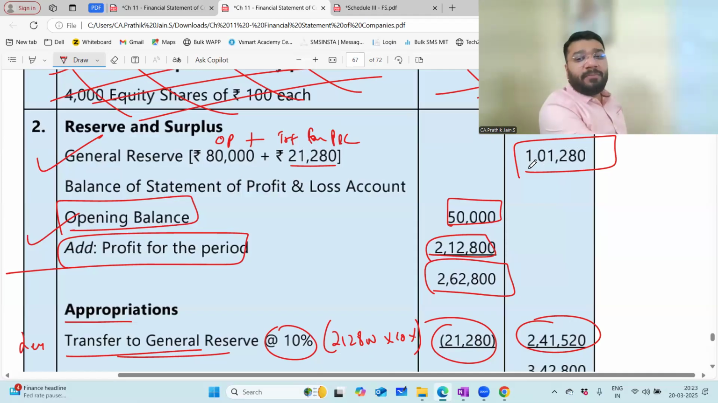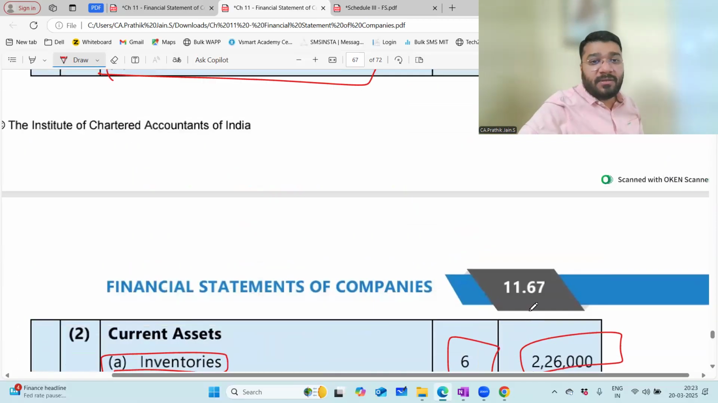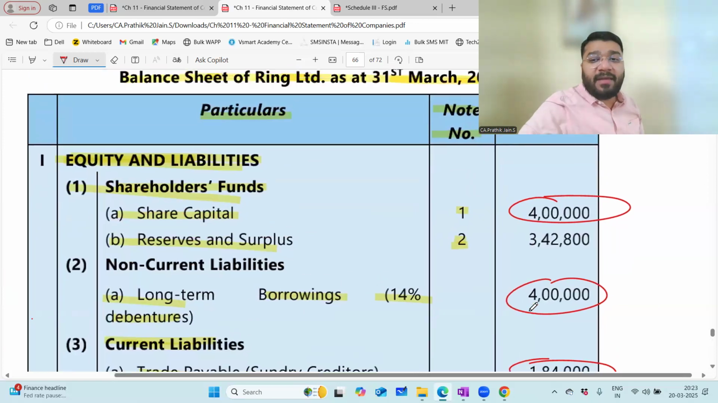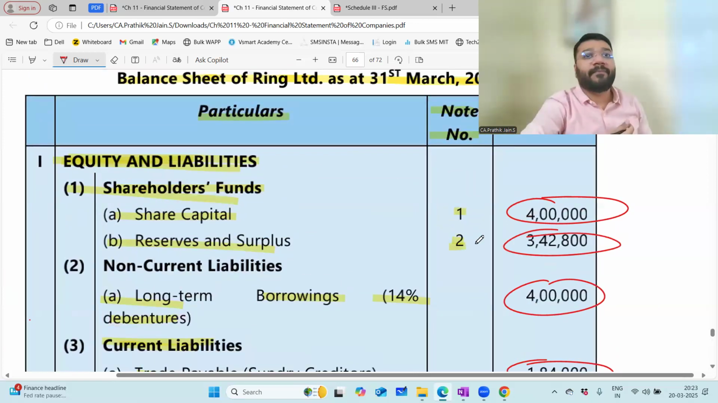And the closing balance of surplus is 2,41,520. Both put together, how much? 3,42,800 is the total reserves and surplus. Mark this question, very, very, very important. In the face of the balance sheet, please write reserves and surplus 3,42,800.